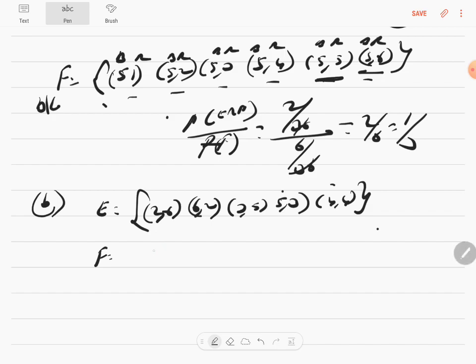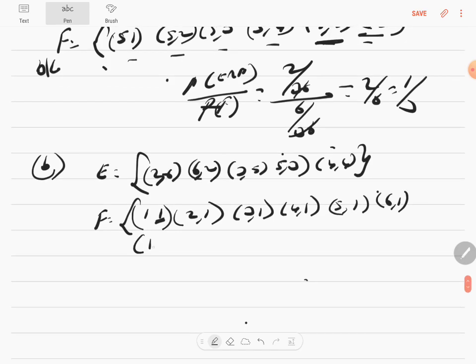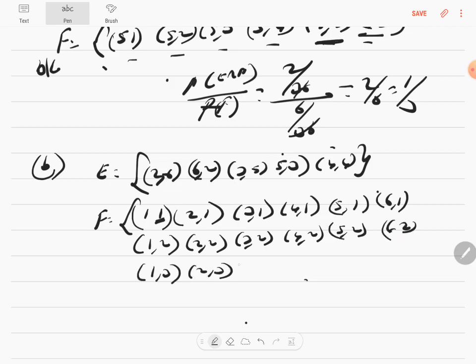Red die less than 4 means, let's consider that the second one is the red die. And less than 4 means it can be 1, and with 1 you can write 1, 1, correct? 1, 2, 1, 3. The red die has to be less than 4. It has to be 2, 2, 1, 3, 1, 4, 1, 5, 1, 6, 1. And then it has to be 2 next. 2, 1. So it's 1, 2. Then it can be 2, 2, 3, 2, 4, 2, 5, 2, 6, 2. Then it can also be 1, 3, 2, 3, 3, 3, 4, 3, 5, 3, 6, 3.